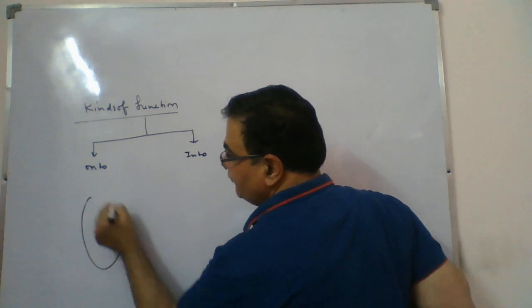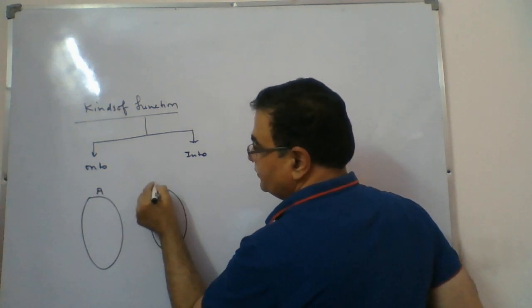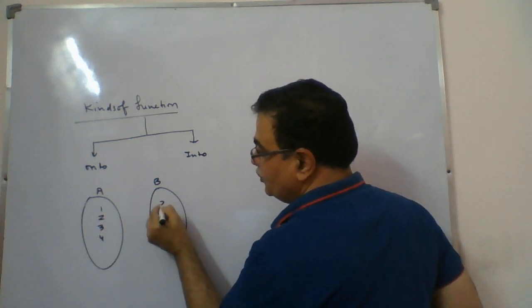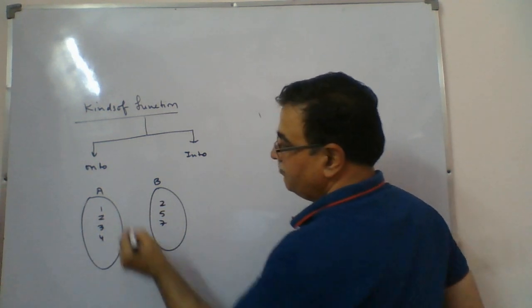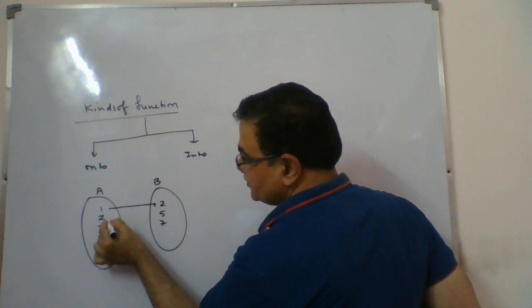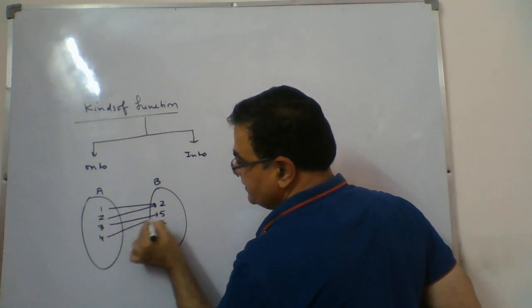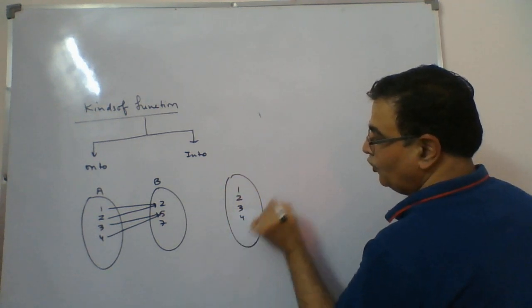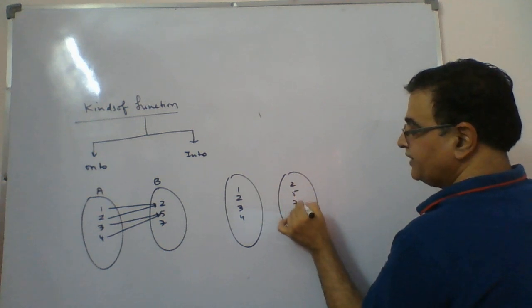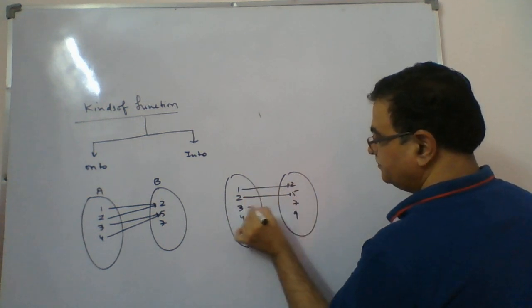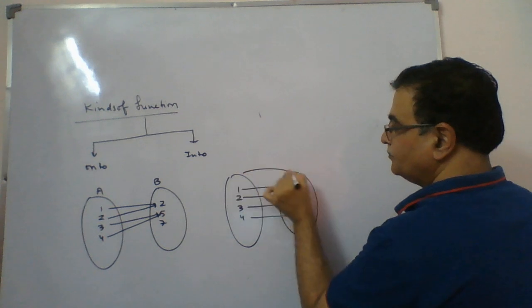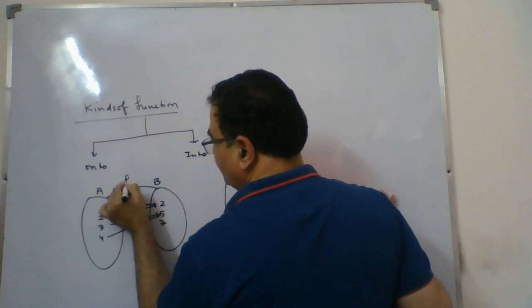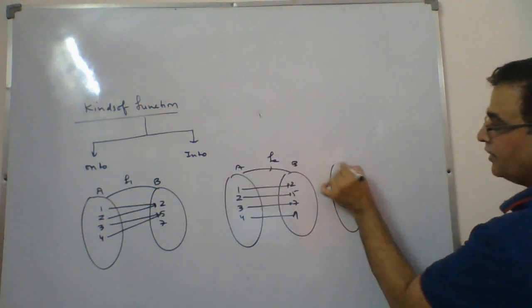Here in this case, I take set A, and here we take set B. 1, 2, 3, 4 here, 2, 5, 7 here. By the way, each element is giving an image. For the second case, I'll take 1, 2, 3, 4, and 2, 5, 7, 9. This is function f2, A to B. This is function f1, A to B. A third function I'm also taking.